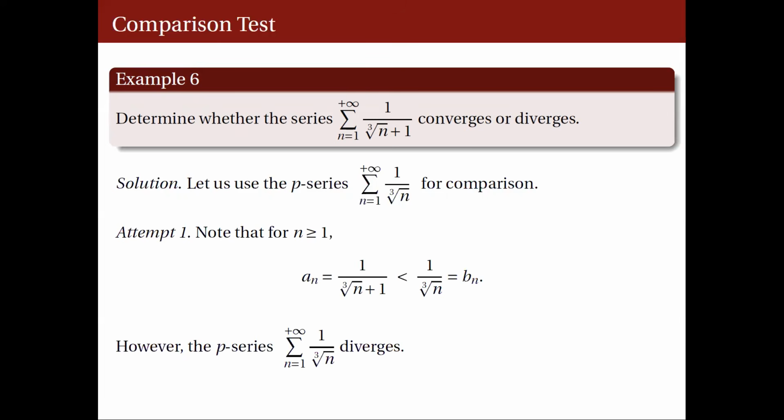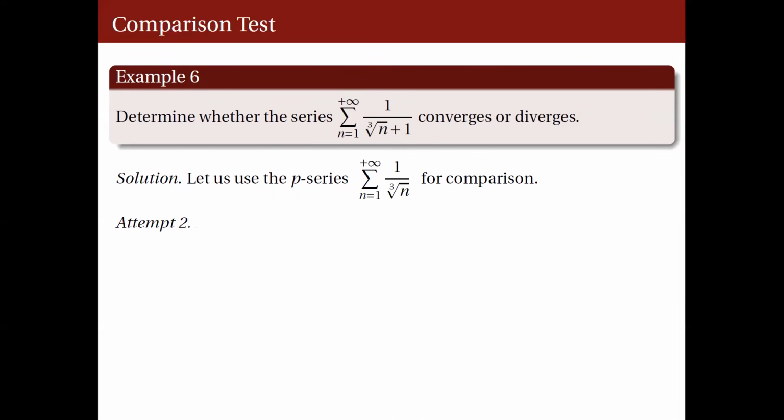Pero kakasabi lang natin kanina na yung p-series summation of 1 over cube root of n is divergent. At base sa requirements ng comparison test, wala tayong makukuha na conclusion dito. Subukan naman natin gumamit ng ibang series for comparison. Meron tayong typographical error dito sa attempt number 2. Imbis na summation of 1 over cube root of n, ang gagamitin natin na yon ay summation of 1 over 2 times cube root of n.